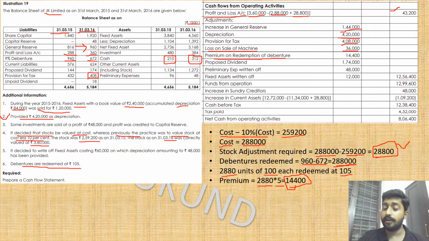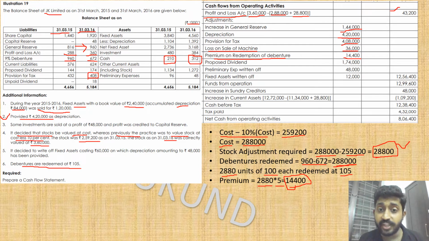Redemption means initially we gave the debentures and collected the cash, and now we are redeeming, which means we are paying out the cash and taking back the debenture slip. So now, this is a cost that is sitting in your P&L. I am going to add that back because I'm finding the cash flow from operations, and this is not an operational activity.